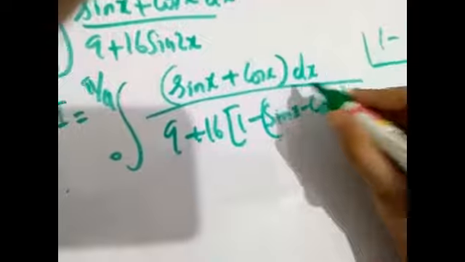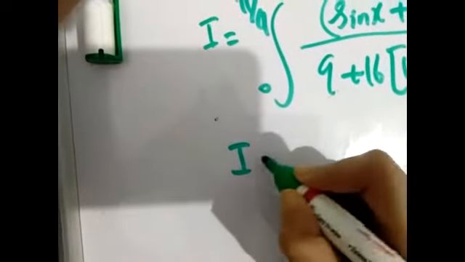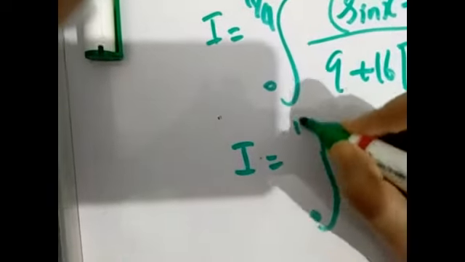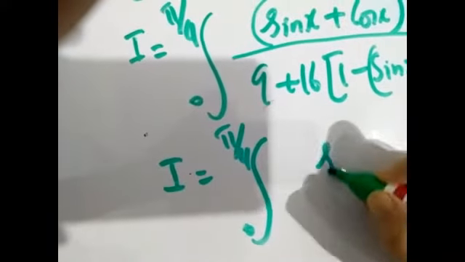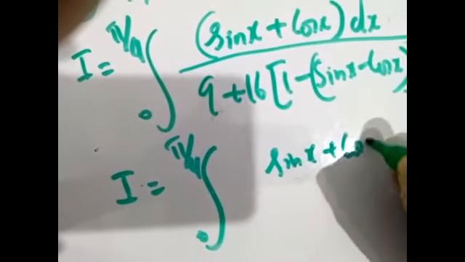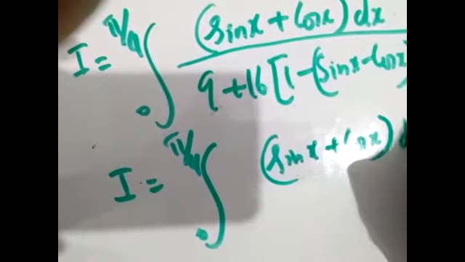Okay. I have dx over here. So I equal to integral 0 to pi by 4, and then I have sin x plus cos x dx.